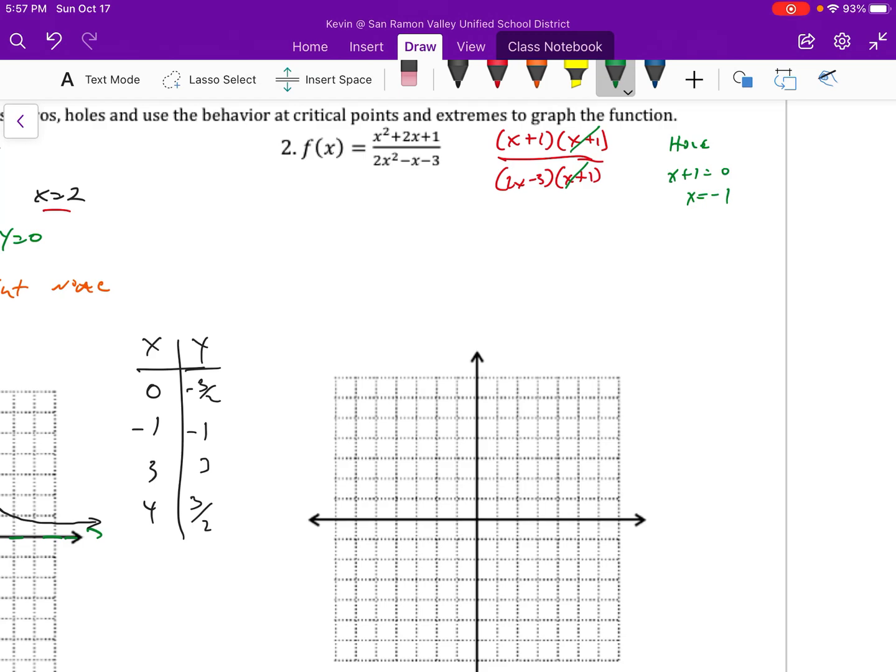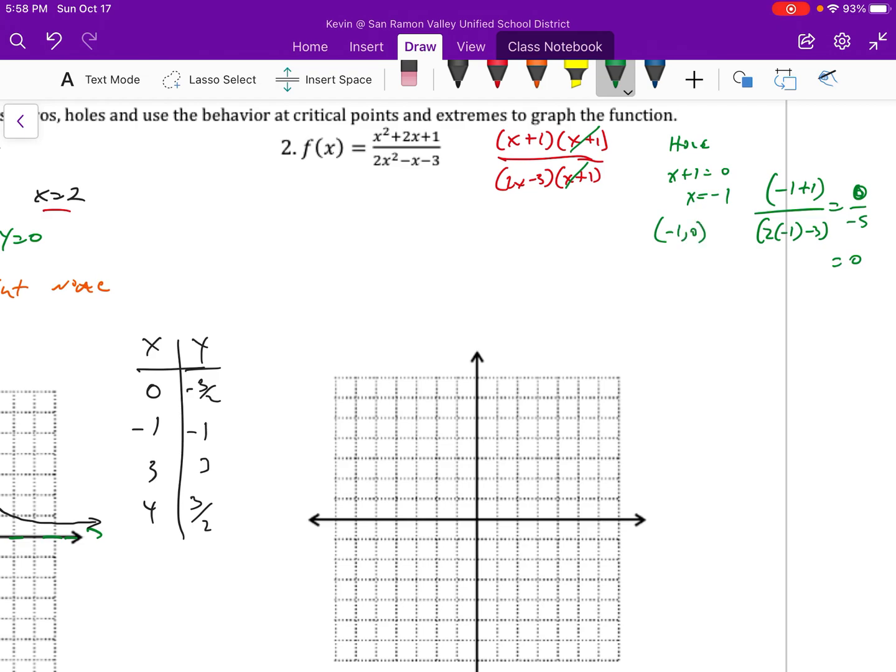We're then going to take our negative 1 and plug it into what we have left over here, which would be negative 1 plus 1 over 2 times negative 1 minus 3. Kind of doesn't matter what my denominator is since this is equal to 0. Okay, what's that? Negative 2, negative 5, but this equals 0. So our hole is at negative 1 and 0.